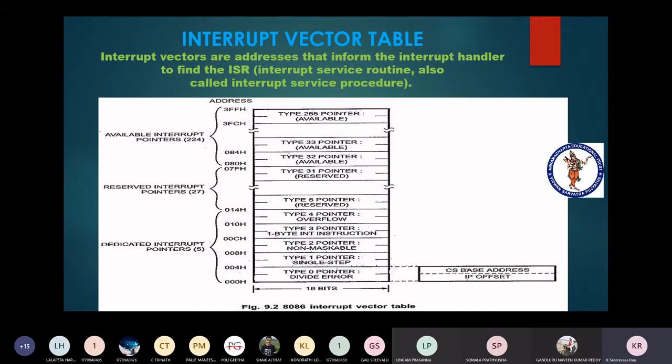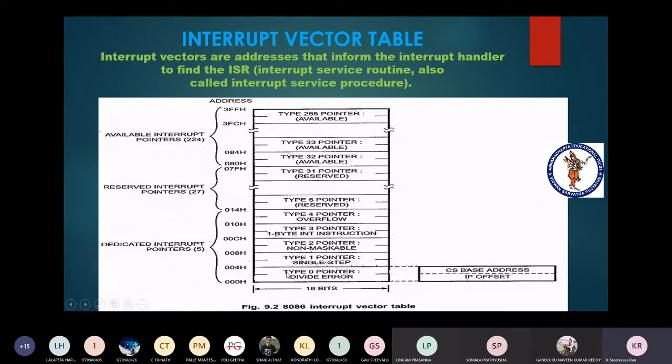It is just like a permanent address. Whenever that interrupt is generated, it simply goes to that particular address. Within that address, the designer or user has to specify the address of the interrupt service routine. So that is the idea behind divide error.